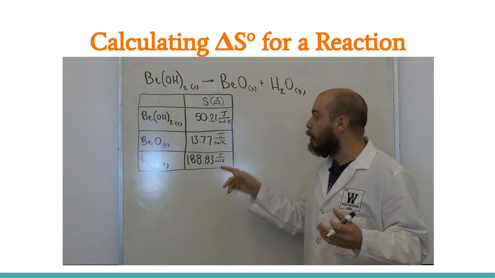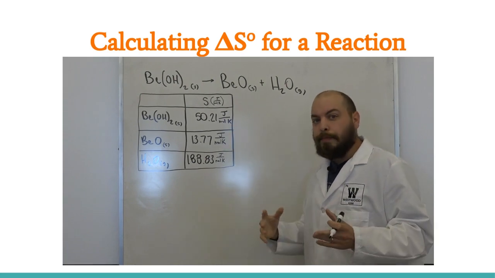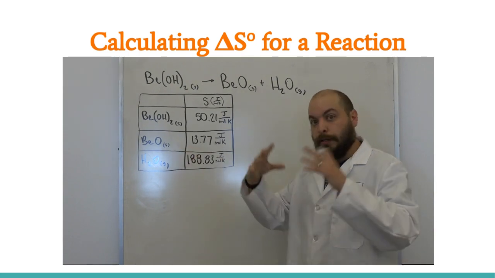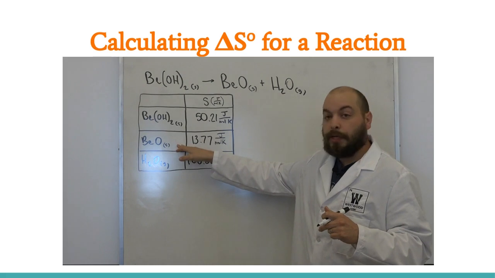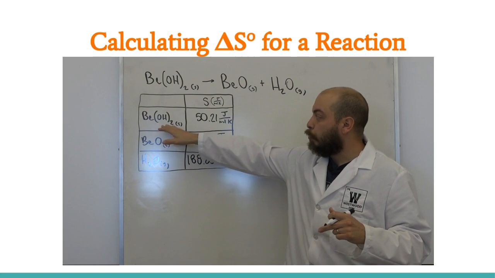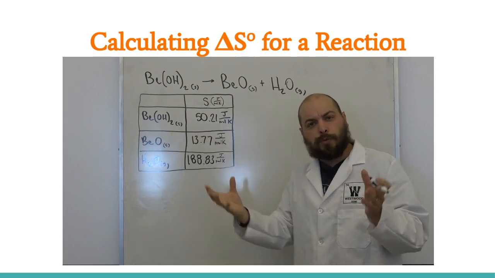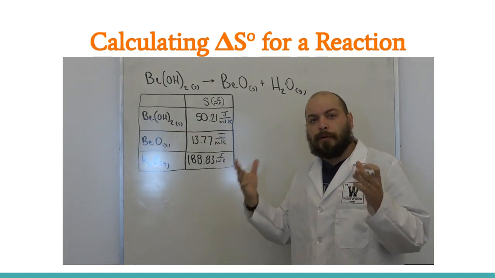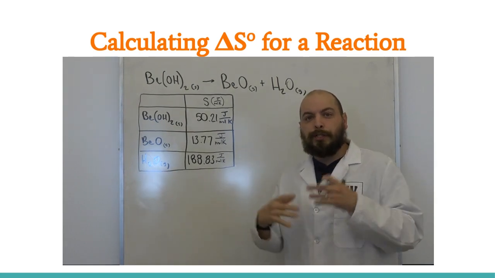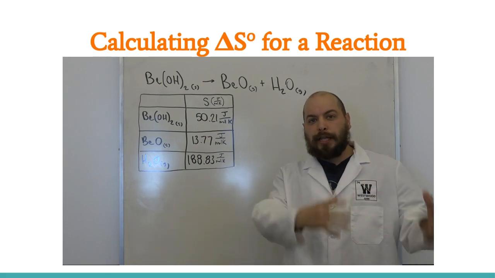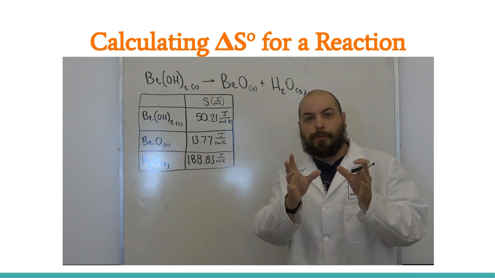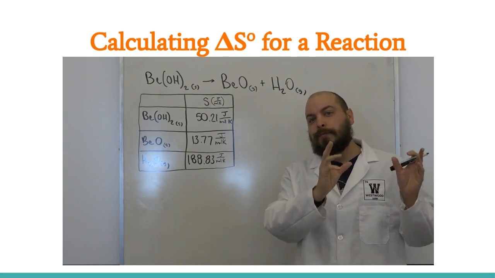Now, as would be expected, both of the solids have a much lower entropy than my gaseous water, and the less large, as it were, solid, the beryllium oxide, has a lower entropy than my larger solid, which is the beryllium hydroxide. So again, this falls right in line with what we would expect, given the number of microstates each would show. Now, to solve for my change in entropy, I do it the same way I did with my change in enthalpy. It's delta S is equal to the sum of the S of my products minus the sum of S of my reactants.